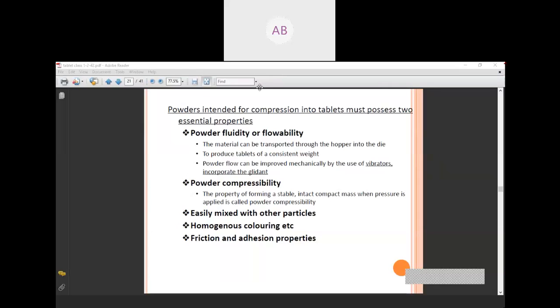Okay, students, all of you have joined. So today I'm going to start with what fluidity and flowability are, and why they are required. I have already mentioned all these things. Okay, now I'm just repeating them.